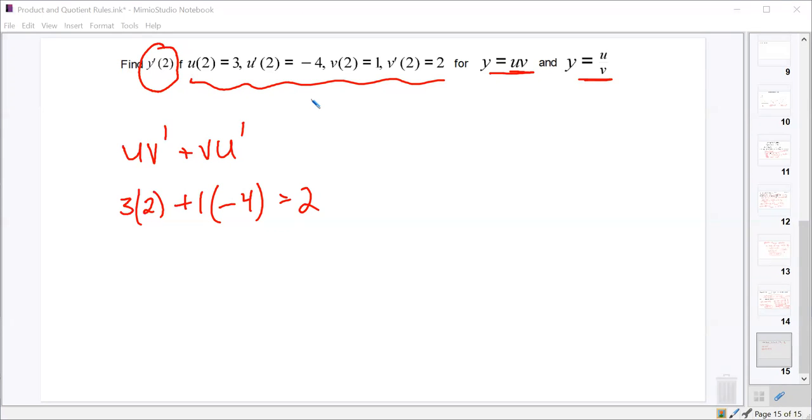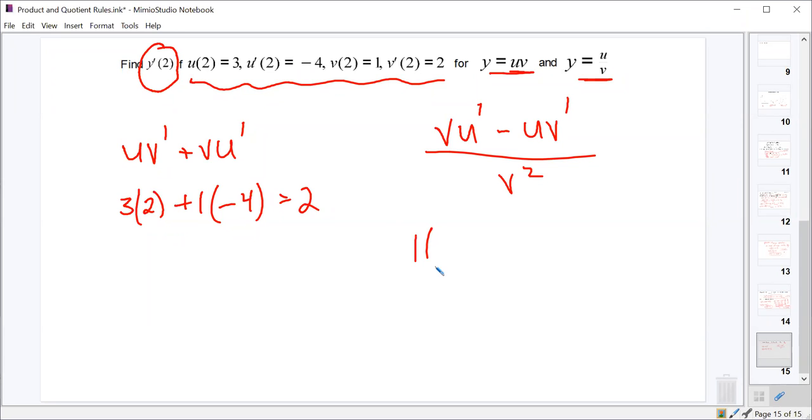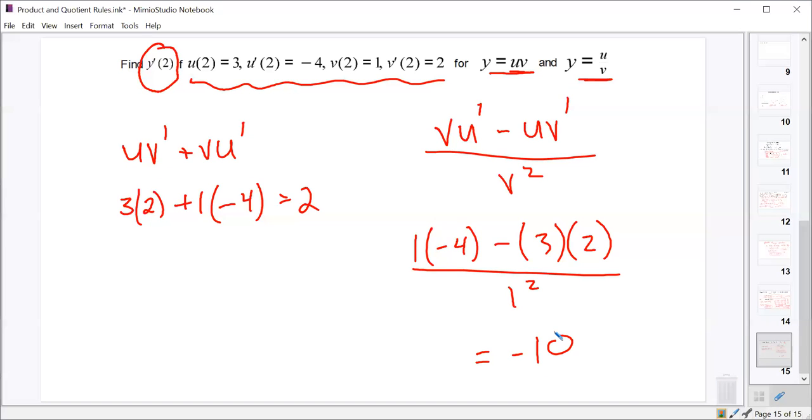What if it was u divided by v? Then the derivative should be v times the derivative of u minus u times the derivative of v, all over v squared. We'll just plug in the values. v is 1, u prime is -4, u is 3, v prime is 2, and v again is 1. So we get -4 minus 6, which is -10. They love to throw those in on the AP test with sorted rules.